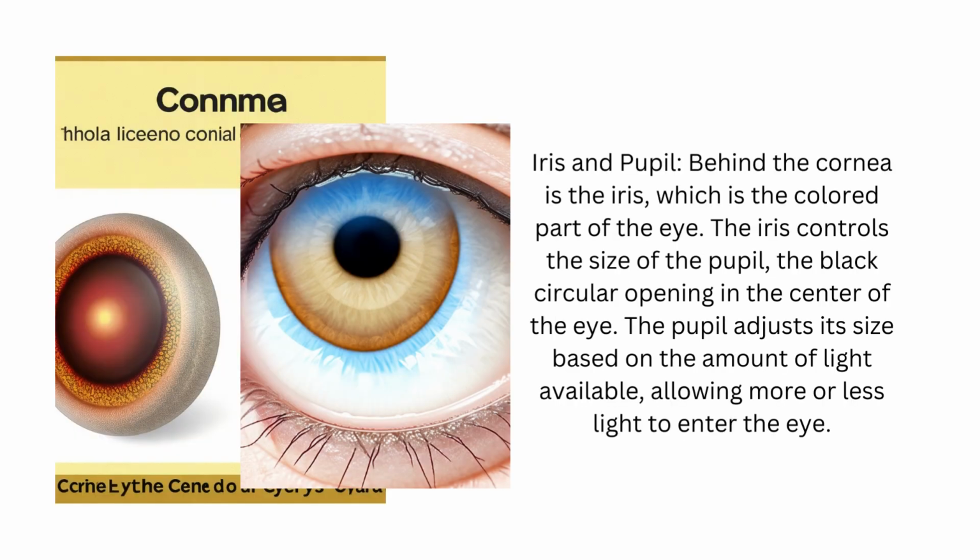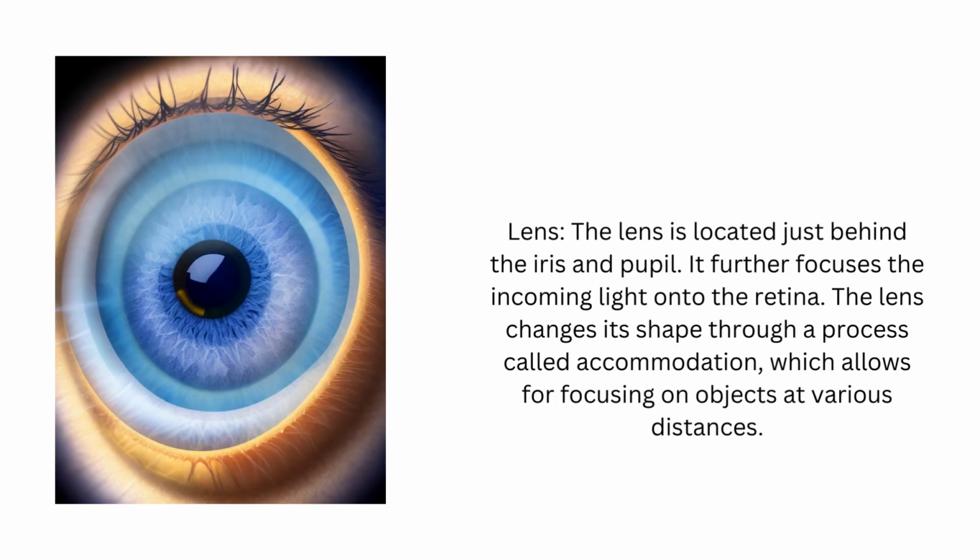2. Iris and pupil. Behind the cornea is the iris, which is the colored part of the eye. The iris controls the size of the pupil, the black circular opening in the center of the eye. The pupil adjusts its size based on the amount of light available, allowing more or less light to enter the eye. 3. Lens. The lens is located just behind the iris and pupil.